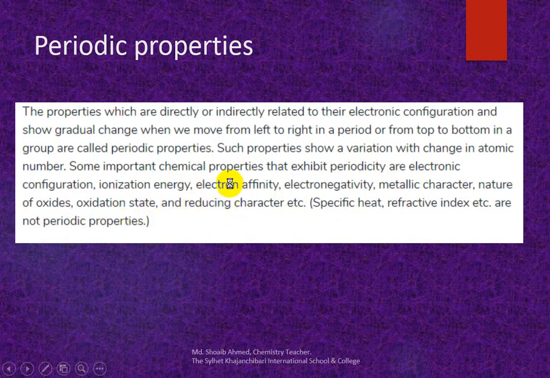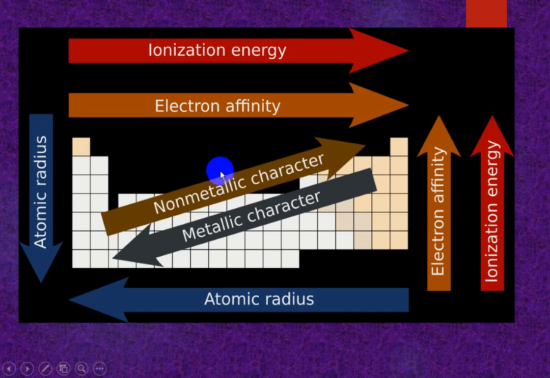Look, this is ionization energy. In a period, from left to right, ionization energy increases. Electron affinity in a period from left to right increases. Atomic radius from top to bottom increases.